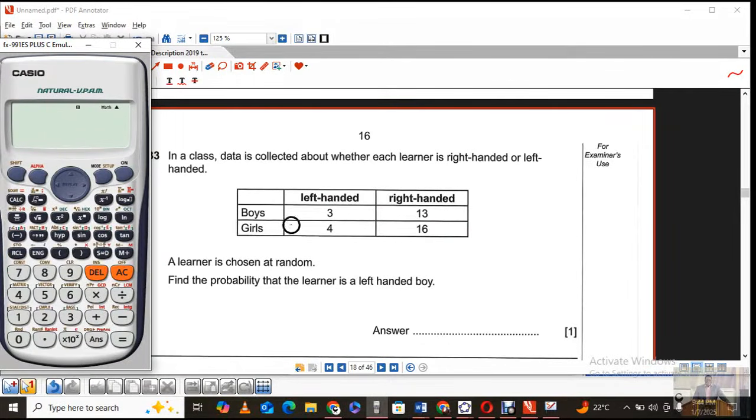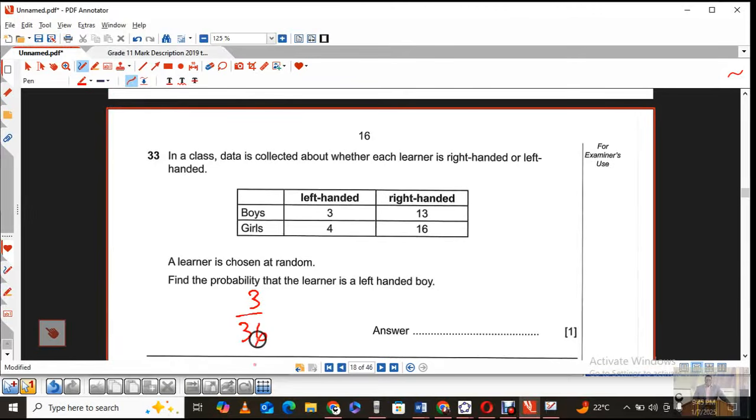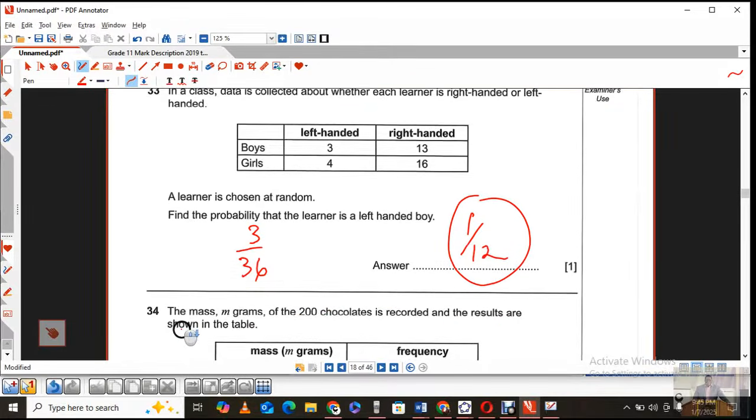So you have got, the boys will be 3 plus 13. And how many girls are there? So girls are 4 plus 16. So the total number of learners is 36. So there are 36 people in this class. So to find the probability that the learner is a left-handed boy, of which there are 3, the answer will be 3 over 36, which you can simplify as 1 over 12 or any other way that you want to give it. But even if you were to write 3 over 36, that will also be the same.